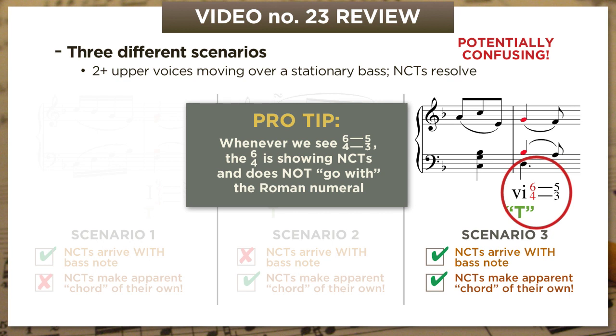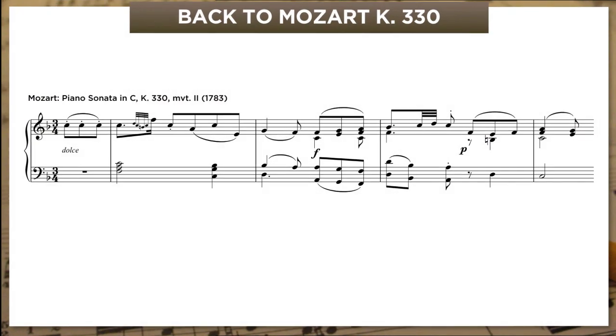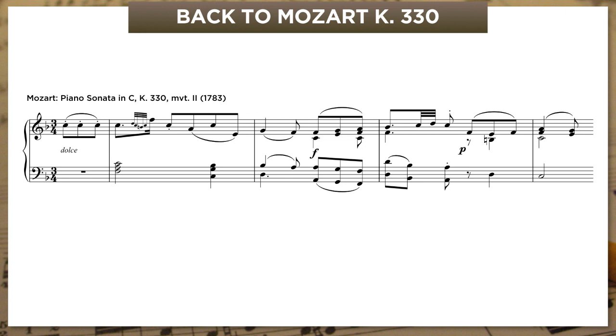Now, if you understand this, if you get why we notate scenario 3 the way we do and how it's potentially confusing to students who think that figure bass only exists to show chord inversions, then the cadential 6/4 won't pose any problems at all. To see what I mean, let's go back to the passage that scenario 3 came from originally. This is the slow movement of Mozart's K330 piano sonata.